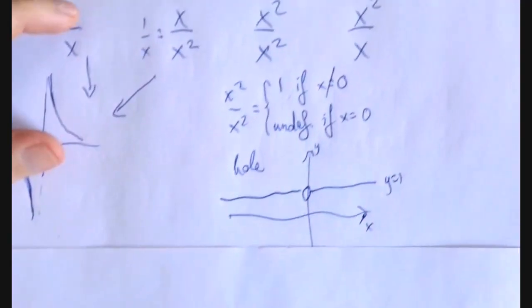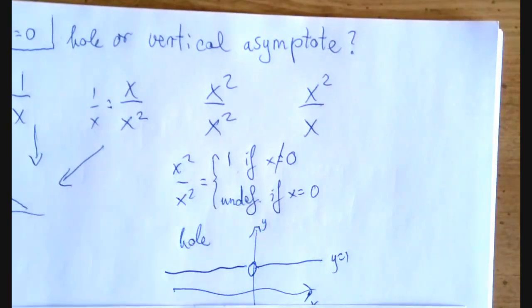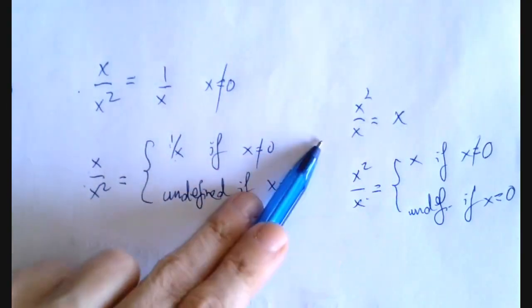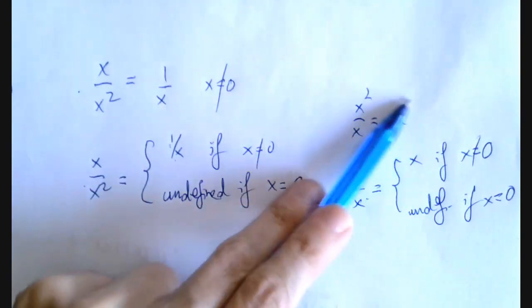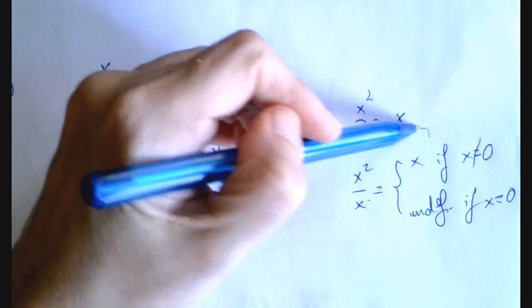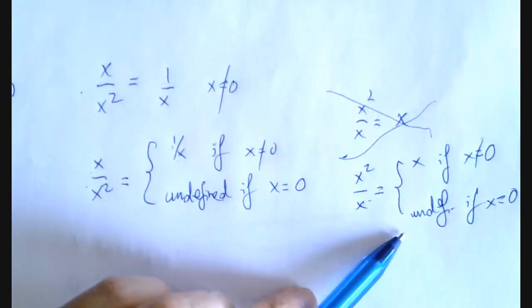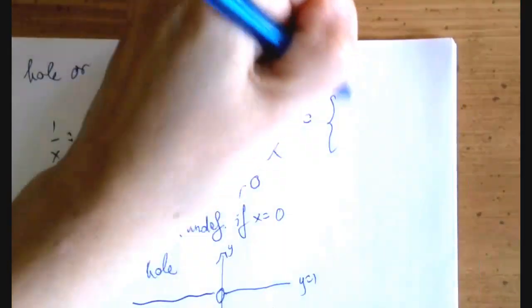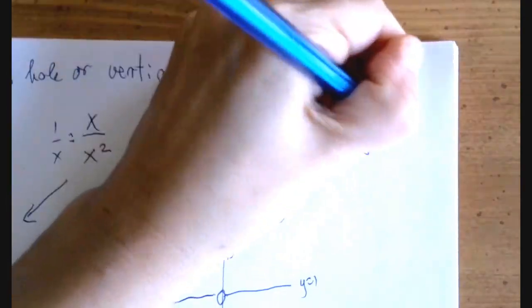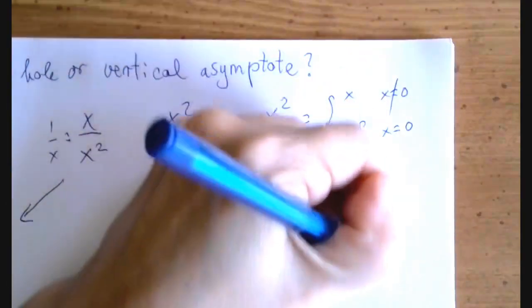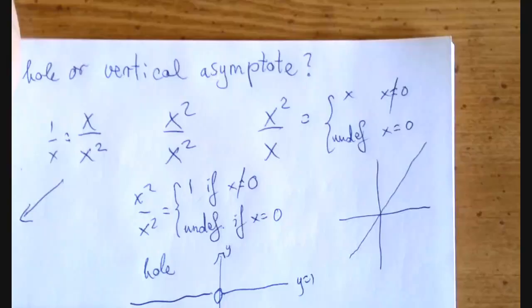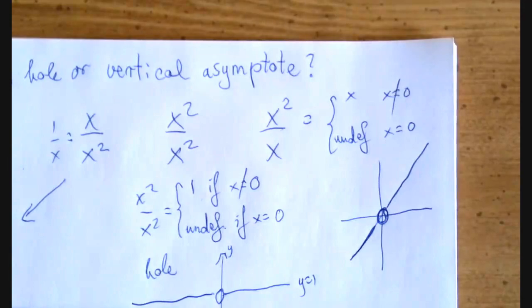Okay, so let's see the next one, x squared over x. We could have two options. If we look at this, the domains become different. The right hand side is okay with 0, the left hand side isn't, which means we must go with this format. So this one here is x when x is not 0 and undefined when x is 0. And the way we graph that, we graph y equals x, which looks like this, but then not at 0. And so that's a hole too.